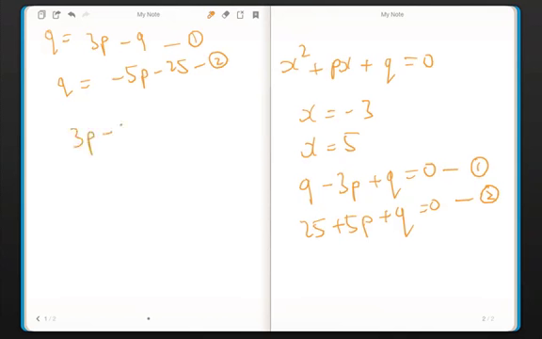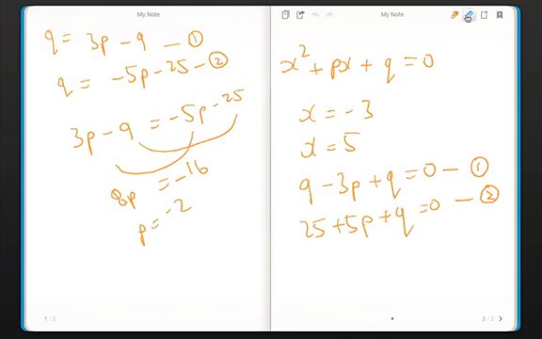So 3p minus 9 equal to minus 5p minus 25. We bring this to this side and bring this to this side. So we have 3p plus 5p, which is 8p, equal to minus 25 plus 9, which is minus 16. So we have p equal to minus 2.